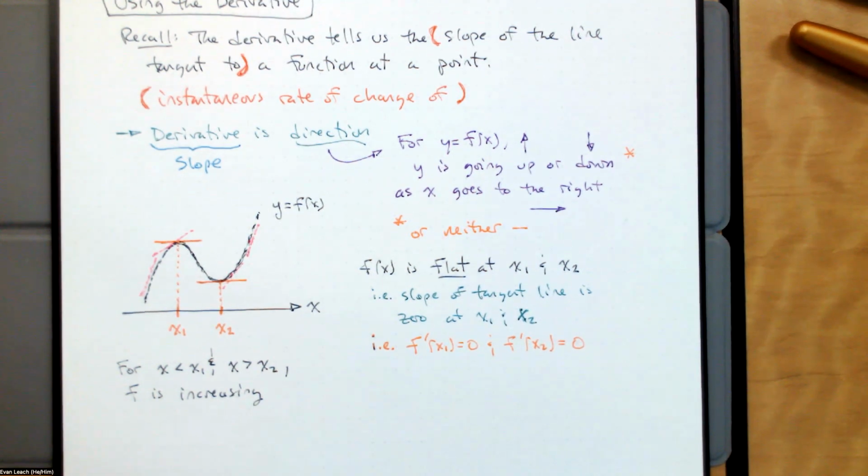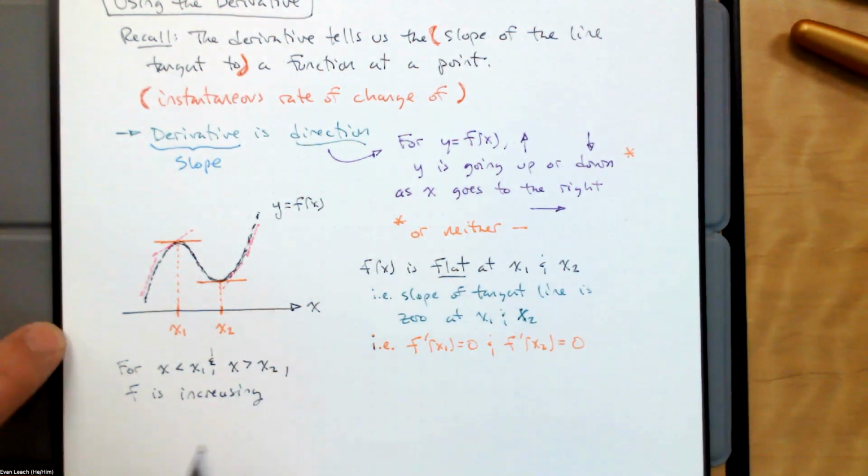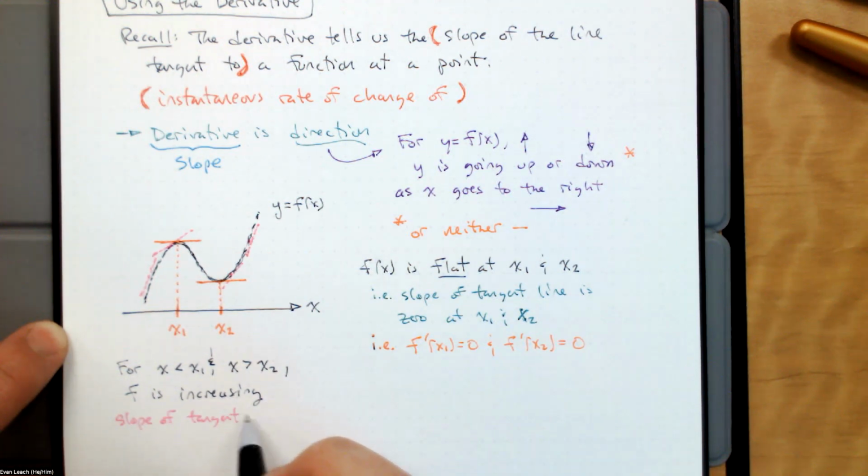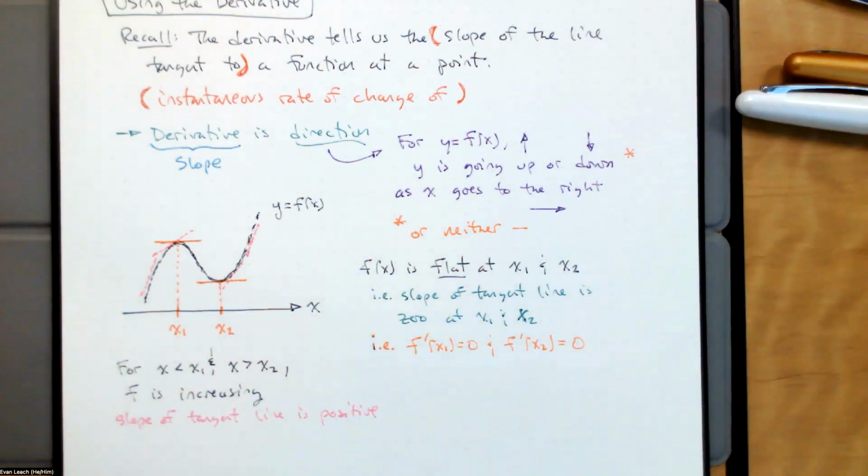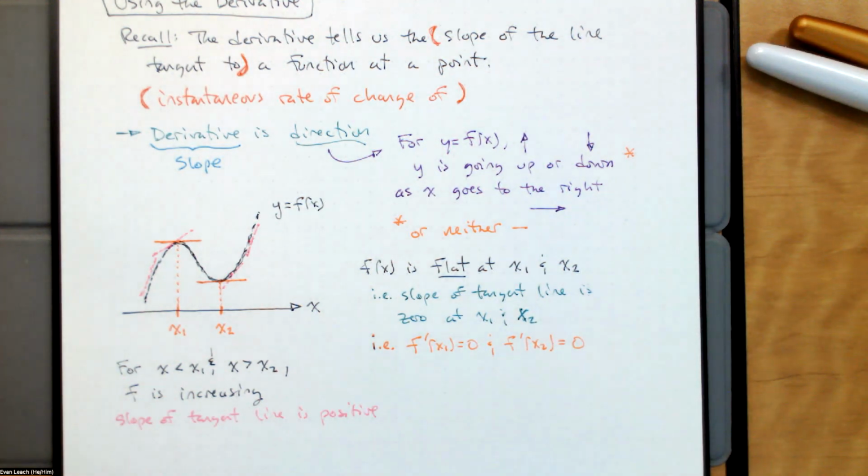So what we want to associate is increasing with positive slope. And since slope is derivative, we're going to associate increasing function with positive derivative. So we'll see, notice that the slope of the tangent line is positive. The slope of the tangent line is positive. And so f prime is positive.